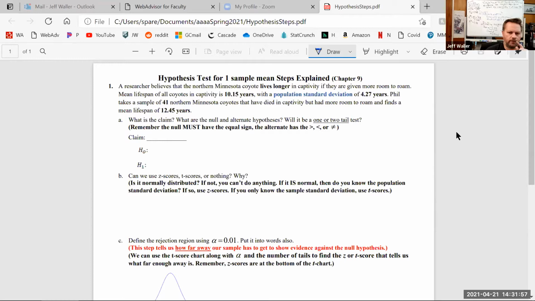So I really want to make something very, very clear. 12.45, what is that? Statistically, what is it? It's a mean, but what kind of mean? Where did it come from? A sample mean. Would we ever make a claim about a sample mean? No. Of course not, because we see it.